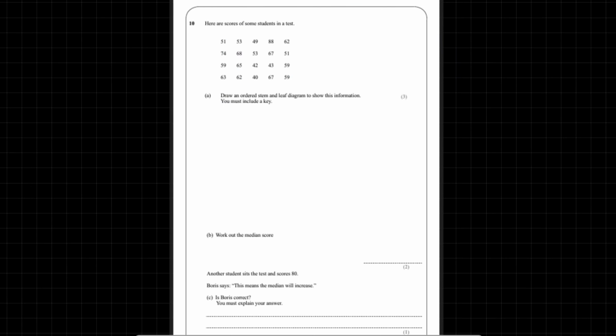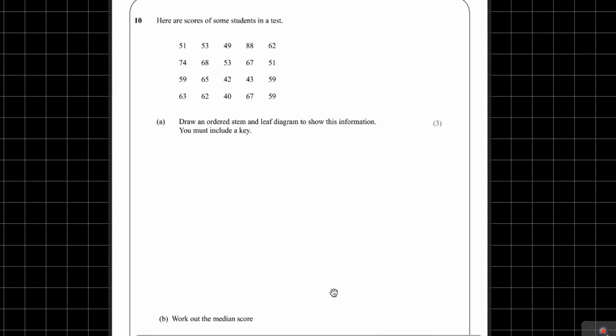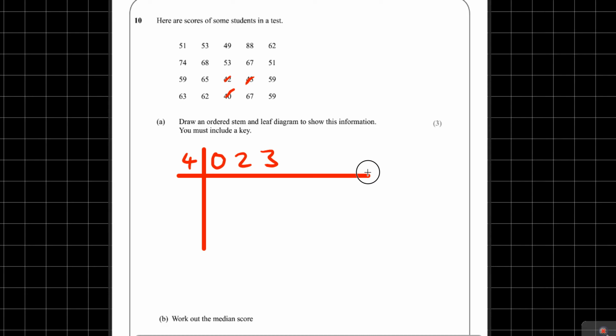The final question, question 10, gives more scores of students' tests, and again we're drawing an ordered stem and leaf diagram, including a key. So we start off with the first one, so it's going to be 40, so it's 4 and 0, and 42, 43, and that's, I think, it for the first one.